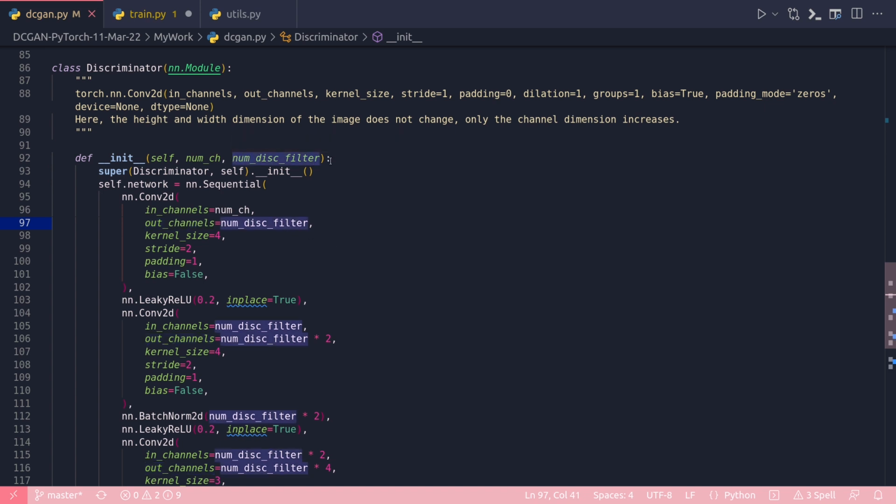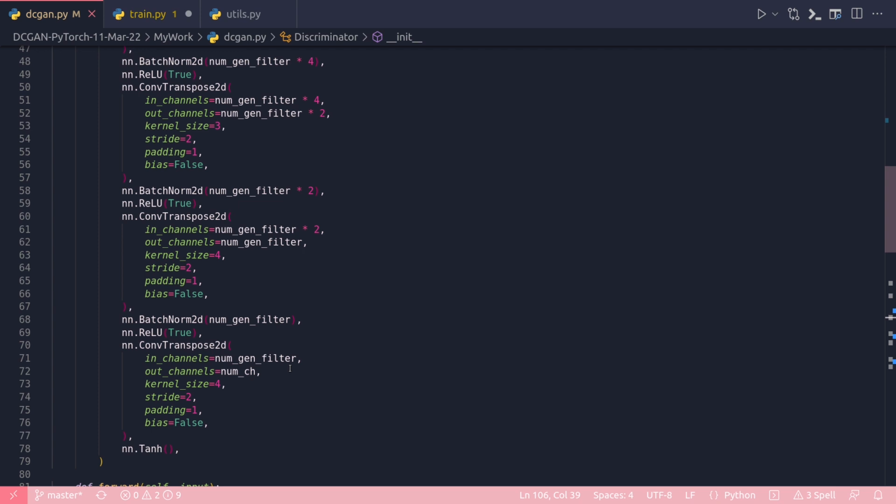Here again, this is coming from the arguments, and later we will see in my train.py file, when I actually start the training, that I am giving this variable a value of 32. That is, this will be my number of filters, or number of channels, in my discriminator. Kernel size is kept at 4, stride 2, padding 1, bias false again for the same reason that we discussed earlier. And here I'm then using leaky ReLU, and then the next conv2D. Here in channels is again num discriminator filter, because that's the output channel from the previous layer, and out channel is increased. I have to increase the depth here, and that's exactly what we saw in the image. Let's quickly have a look at the image again.